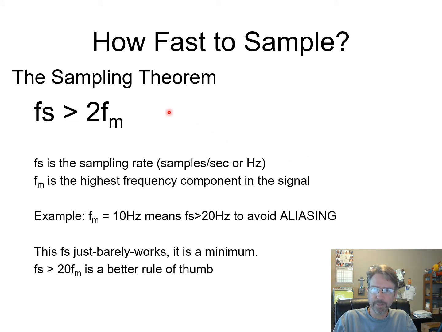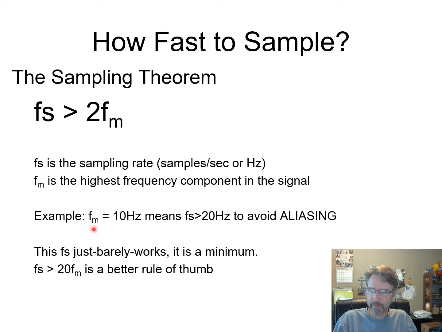So the sampling theorem is here. It's very simple. Fs is the sampling rate, how many samples per second you need to take. And Fm is the highest frequency, not the lowest, the highest frequency in the signal. And Fs has to be greater than 2Fm. If it's equal, it's not quite, just a little bit above is what you really need. So that's the sampling theorem. That's what you should remember. You can totally remember that.